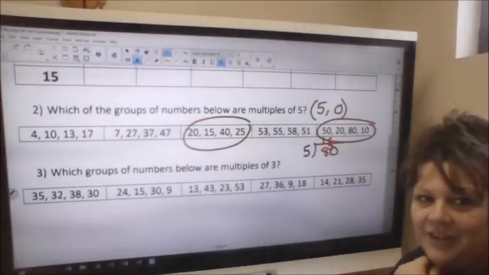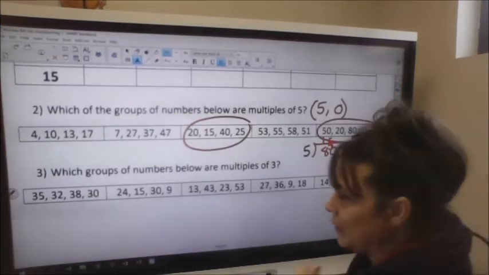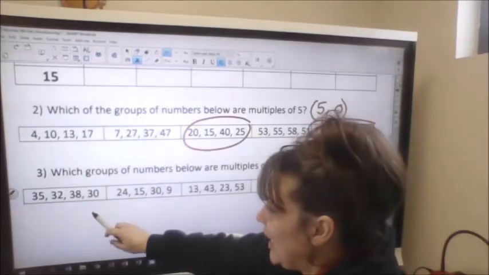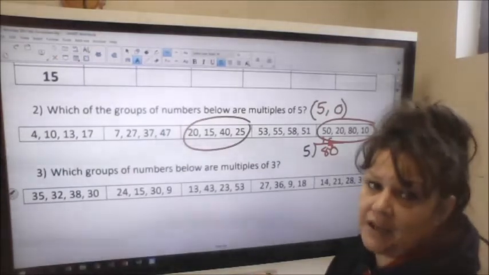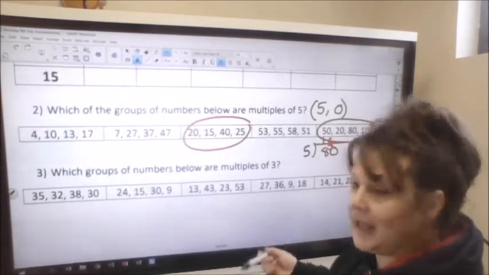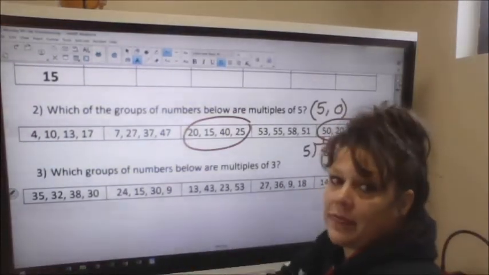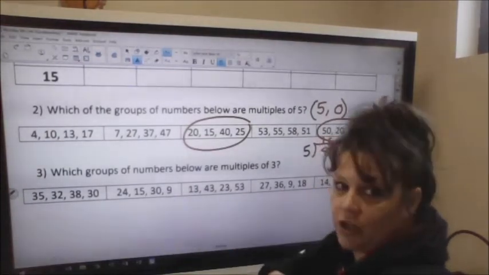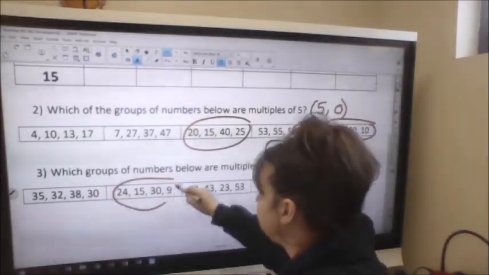Okay, how did you get on? Let's have a little look at this one then. Okay, so 35, 32, 38 and 30. Well, 35 doesn't appear, and if I do a division sum, still wouldn't get it in my 3 times, so it isn't that one. So 24, that appears in my 3 times table. So does 15, so does 30, so does 9. So that's definitely one of my groups.